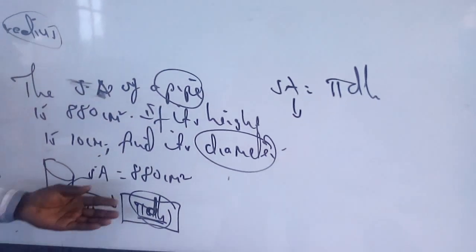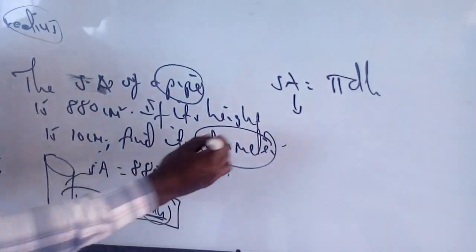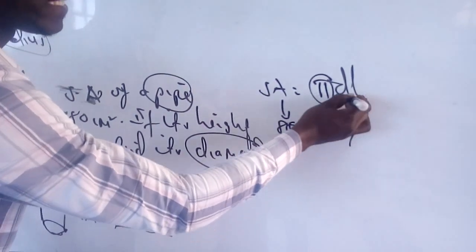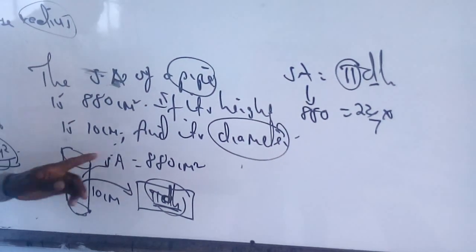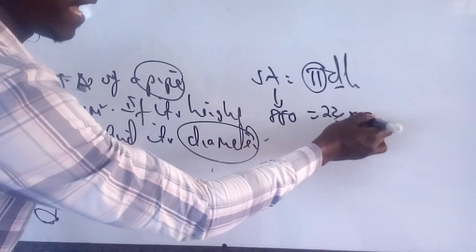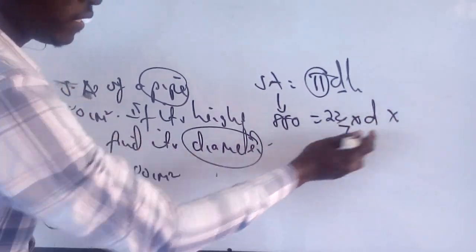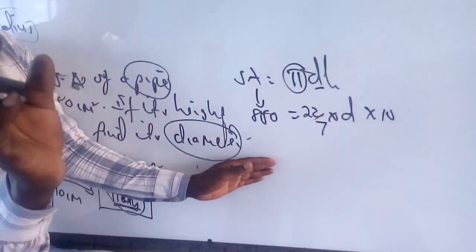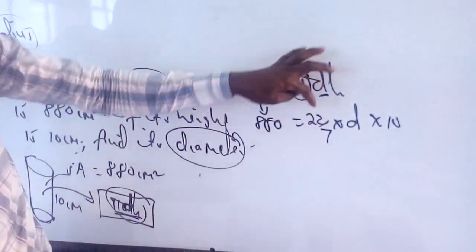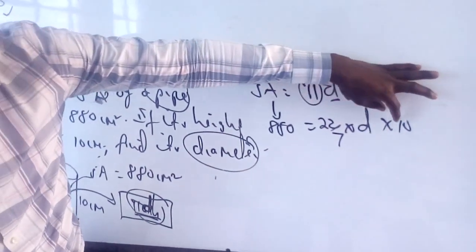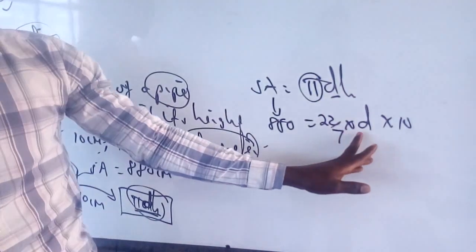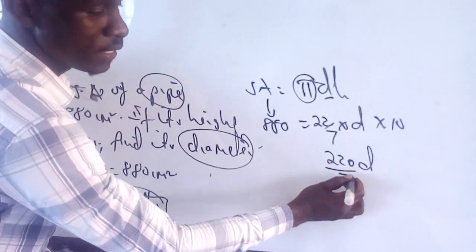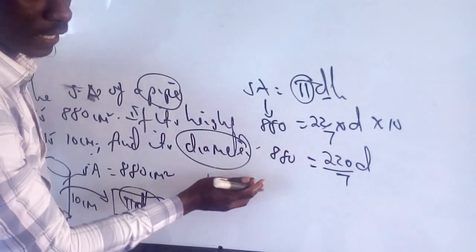We have been given the surface area, so we can now substitute, which is 880 is equal to pi, which is 22/7, times diameter. We don't have the diameter because that's what the examiner is asking. So times diameter, which is the question, then times the height, which is 10. Now we can work out this one. We realize that these two cannot simplify. So we multiply. 22 times 10, 220. 220 times d, it is 220d all over 7 will be equal to 880.